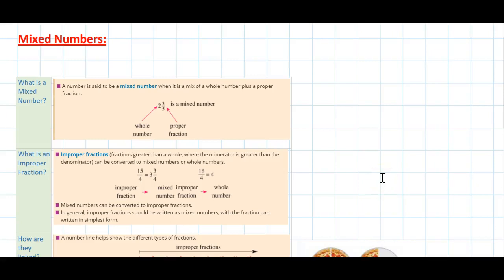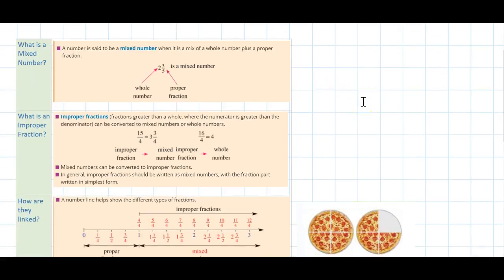In this video we're going to be looking at mixed numbers. We've dealt with this a little bit previously, but it's important we understand now the link between mixed numbers and improper fractions, and also how to convert between both of those. So the first question here is, what is a mixed number? It's important that we understand this first.